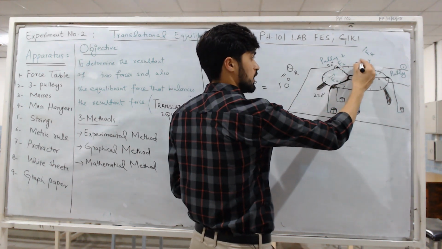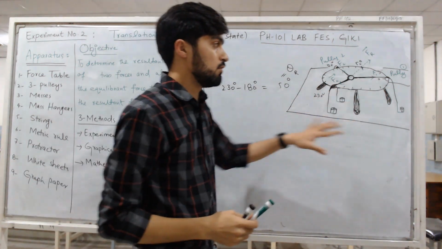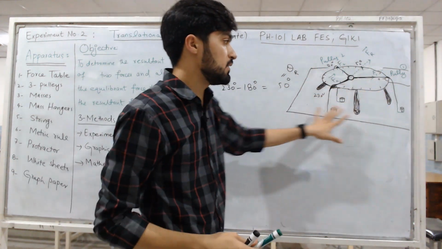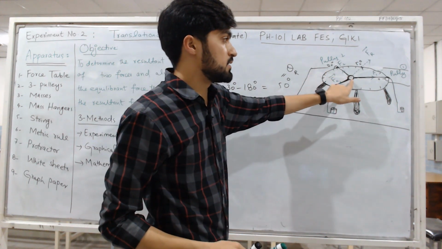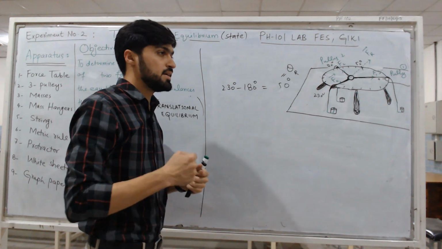So this is the way to resolve and how to set up. This is the initial setup: pulleys with mass hangers, and this is the center ring. These are the threads, and the threads actually provide the tension.